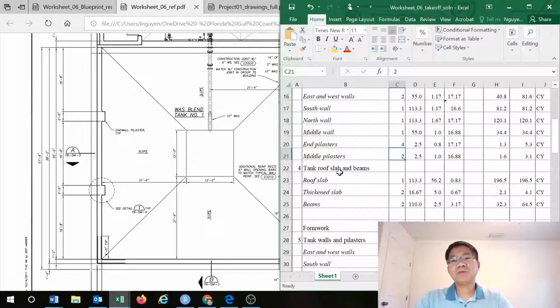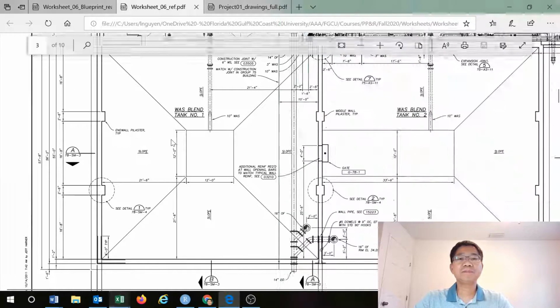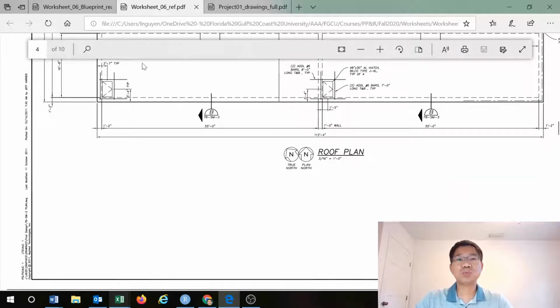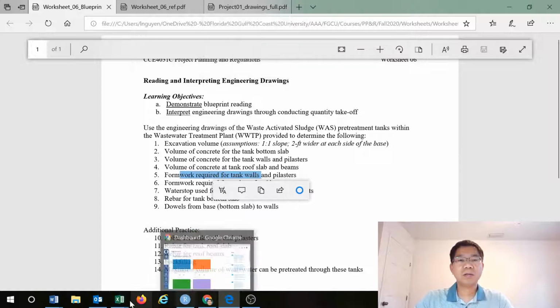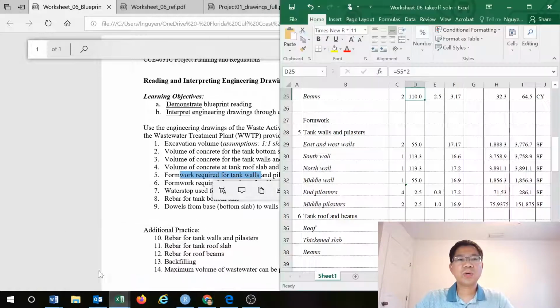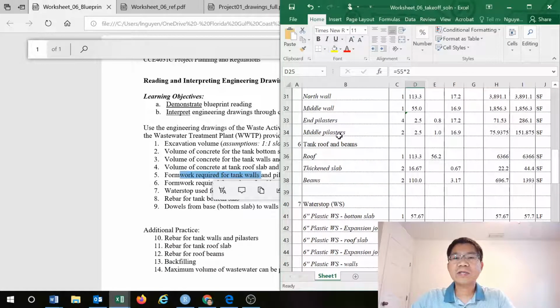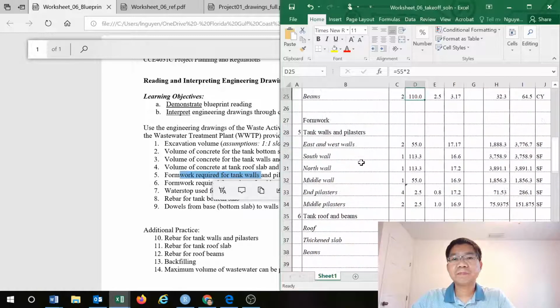And of course, for the concrete for the roof slab, we do exactly the same, but apply it for the roof, which is drawing 78 SM2. The next item we want to do is the formwork required for the walls and pilasters. So there we will go to the next video. I will show you how to determine the water stop, the rebar, and the formwork.